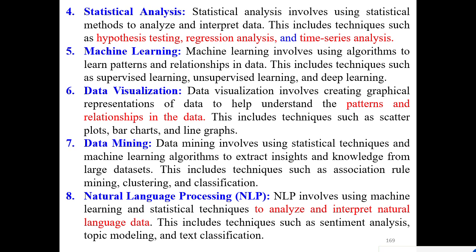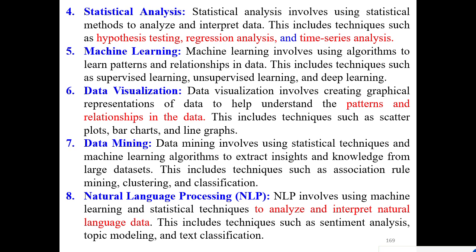Then machine learning is one more common technique. It learns from observational data, and these algorithms learn patterns and relationships in the data. We are applying three types of approaches: supervised learning, unsupervised learning and reinforcement learning. The extension of machine learning is the deep learning technique.